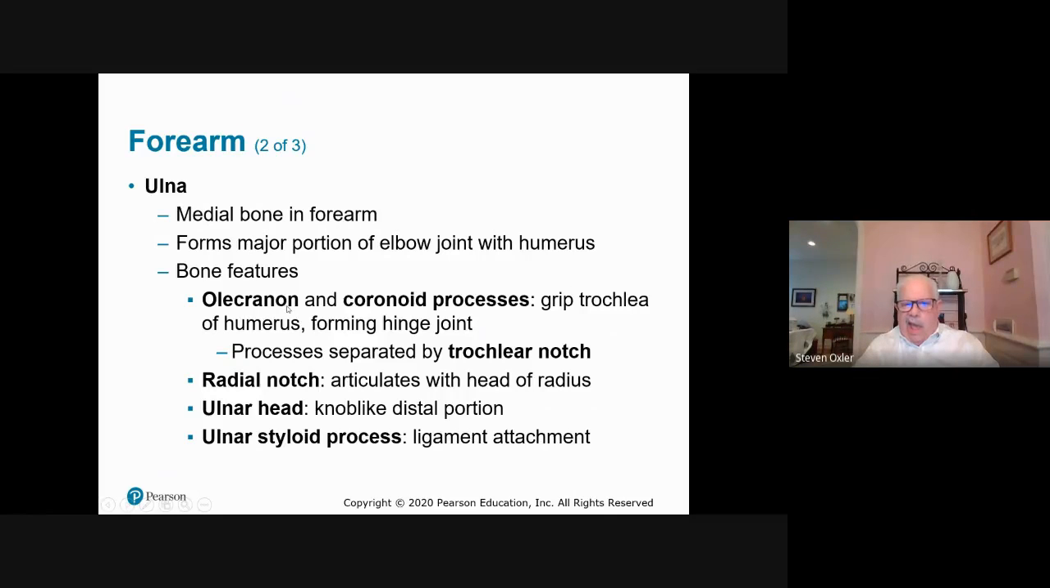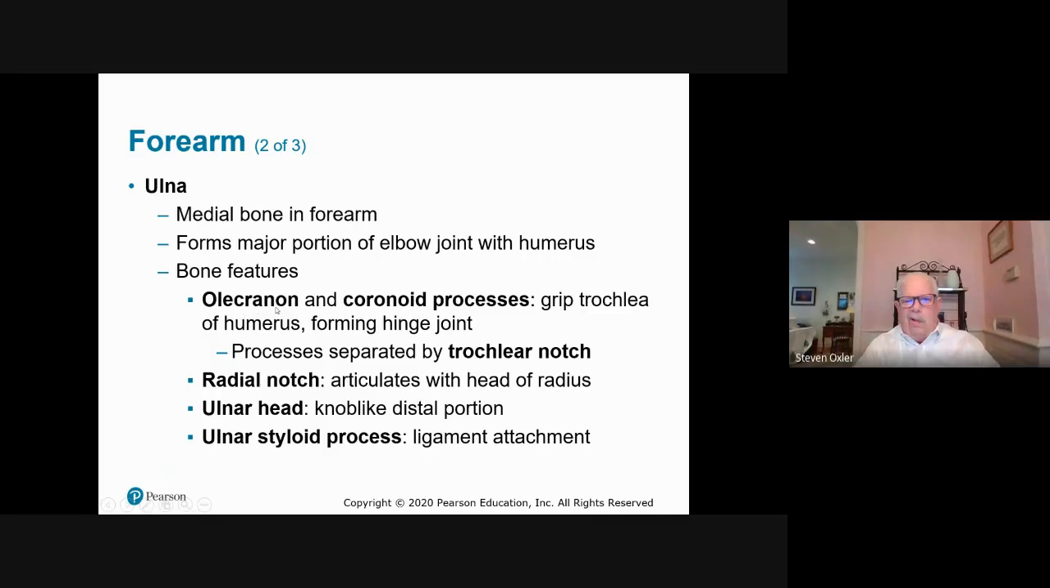Okay? This is an important word, the olecranon. The olecranon is actually the posterior portion of the ulna. It is your elbow. This is the elbow bone that you touch. So the ulna produces the olecranon.